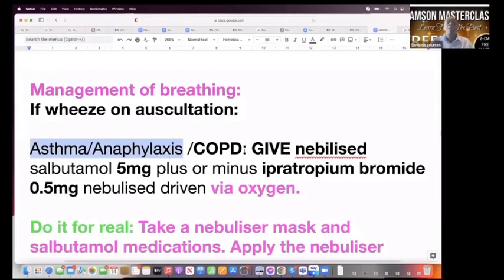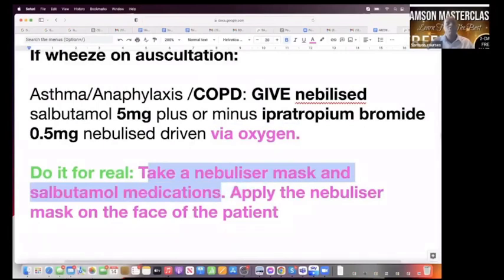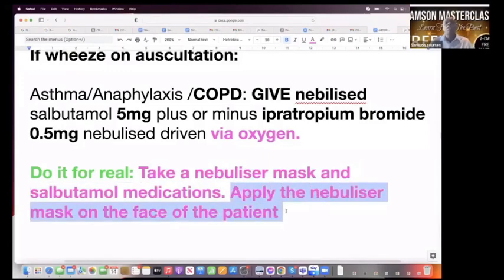Okay, then you say, I'm going to give you nebulizer salbutamol, okay, driven via oxygen. Now, go do for real. What you're going to do, you take a nebulizer mask, take a salbutamol from where? From an emergency trolley, apply, you change the mask from the non-rebreathing bag mask you applied in the beginning to a nebulizer mask. Then you take salbutamol, and when you take salbutamol, then they'll be able to tell you, okay, assume that is given.